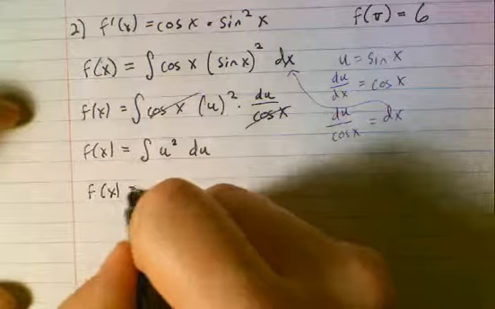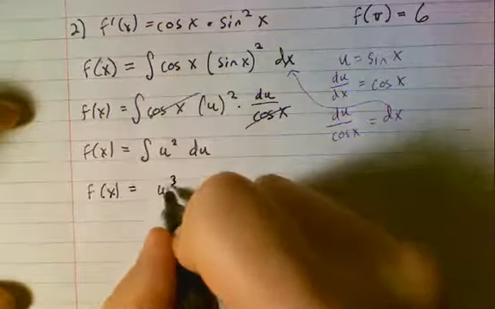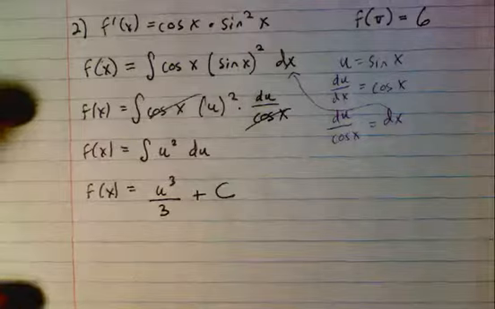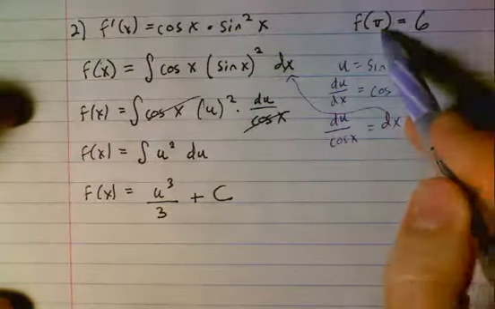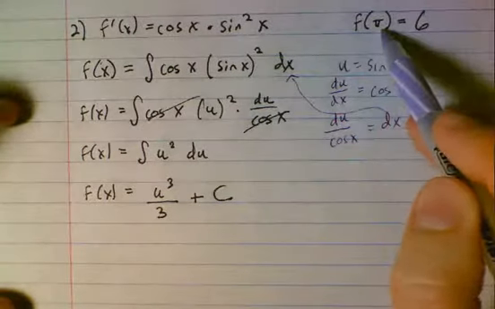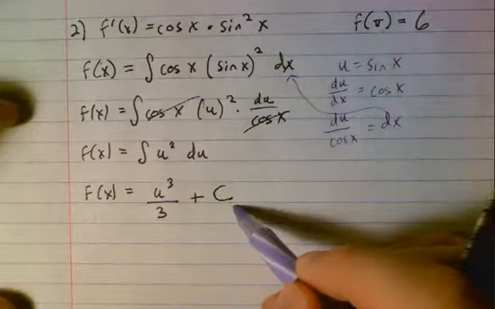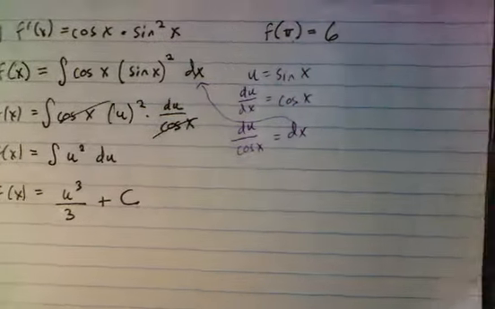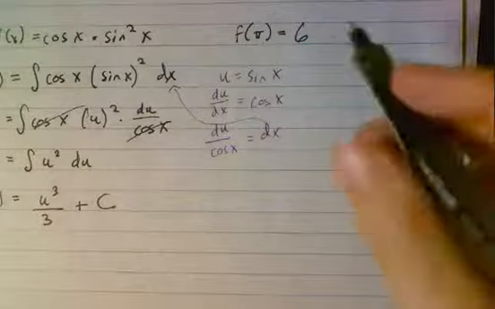So when we do that, we add 1 to the exponent, u cubed, divided by 3 plus c. Here's where we would have stopped, but now we're going to come back. We're going to use this initial condition to figure out what is c. I'm going to go ahead and do that way over here.